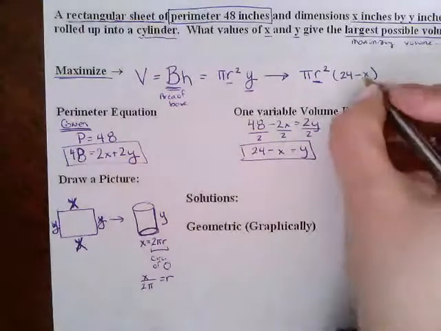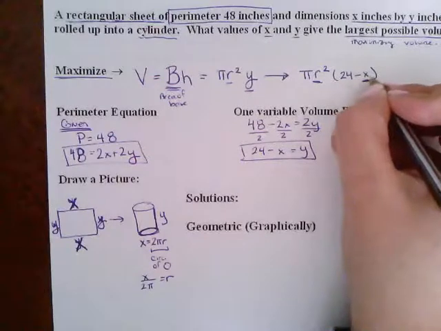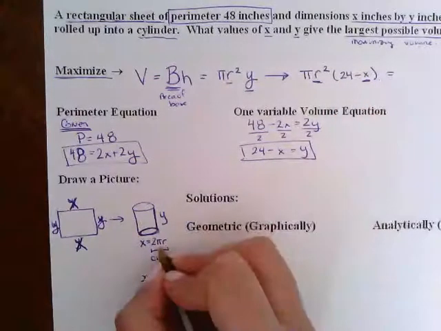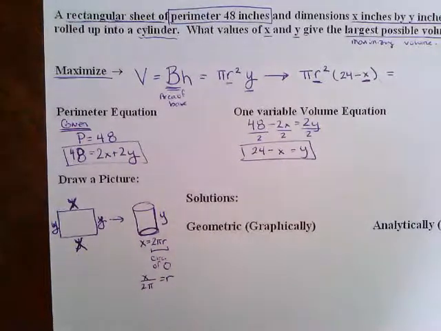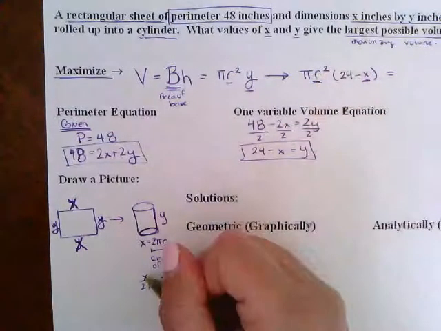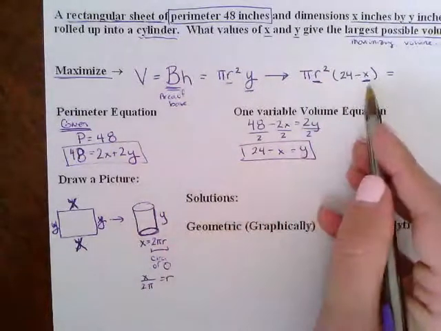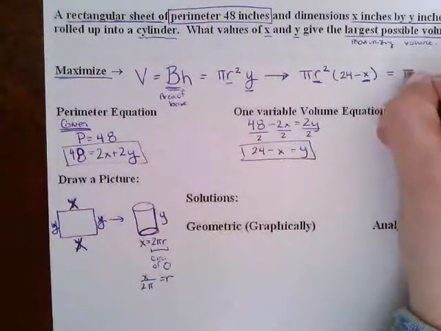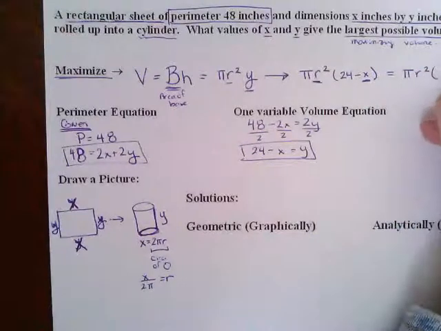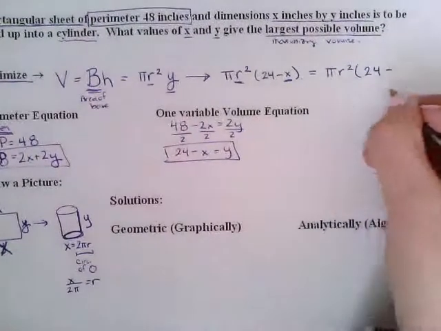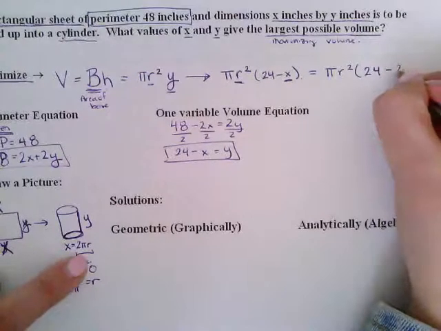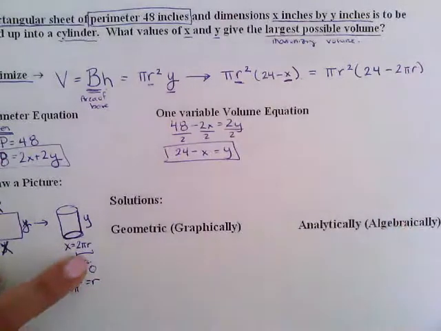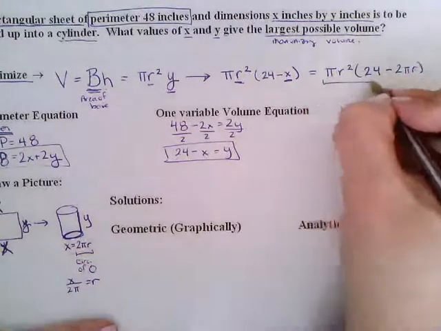Actually, what would be so much easier is if I rewrote that x as 2 pi r, just to not have to worry about fractions. But either way, you can rewrite this as x over 2 pi, so you have them all in terms of x, or you can rewrite this as 24 minus, what is x? x is 2 pi r. So now this is my volume equation.